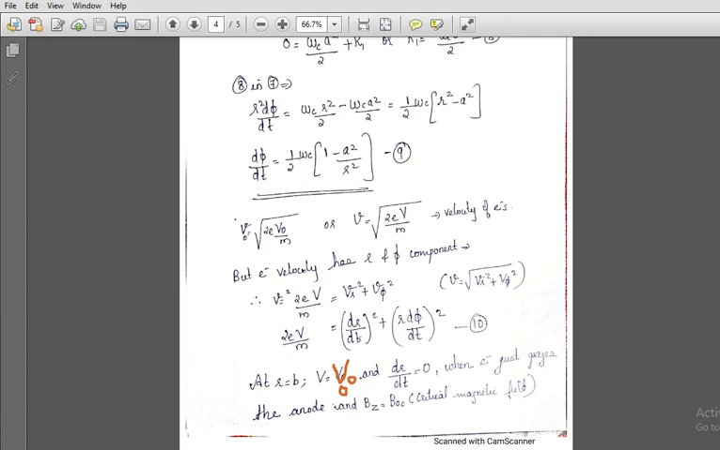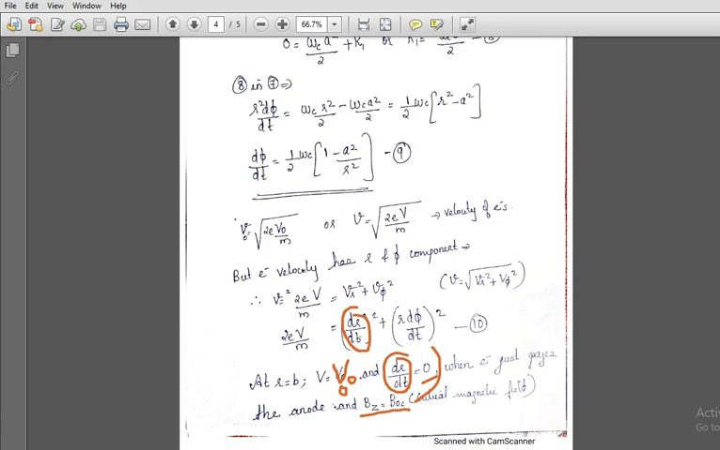What is dr by dt? It is nothing but the radial velocity, because when the electrons are reaching the anode, it has 0 radial velocity. That is why we have written dr by dt is equal to 0. And at that point, the magnetic field we call the critical magnetic field B0C. So applying all those things to equation number 10, we get what?